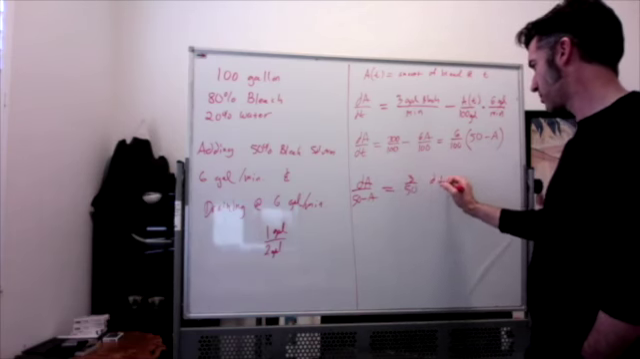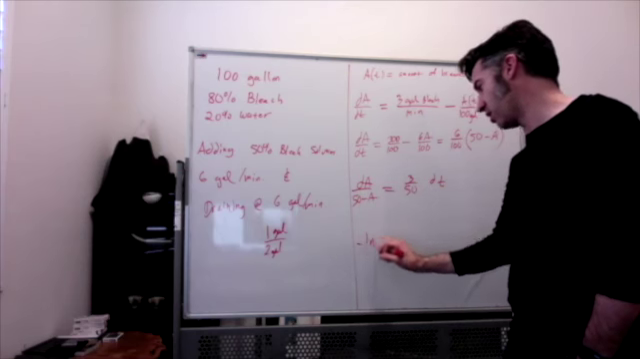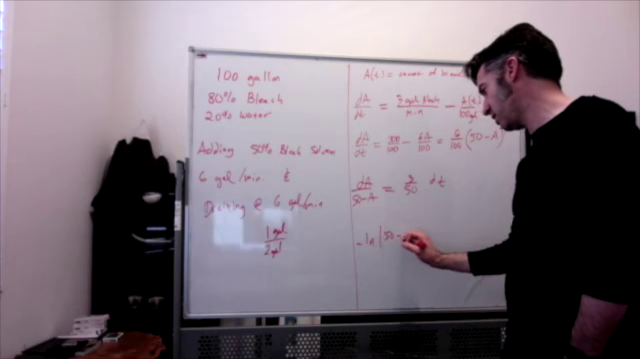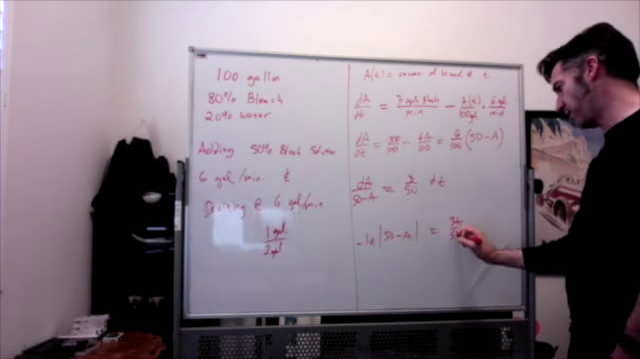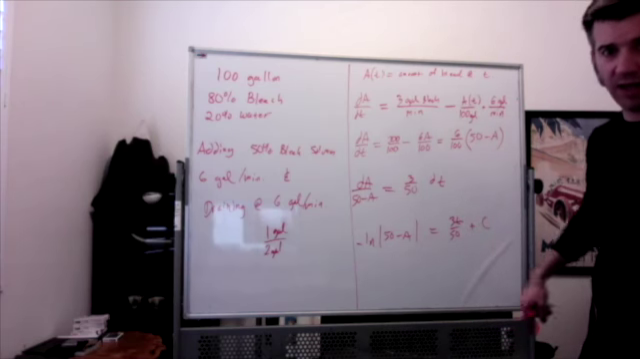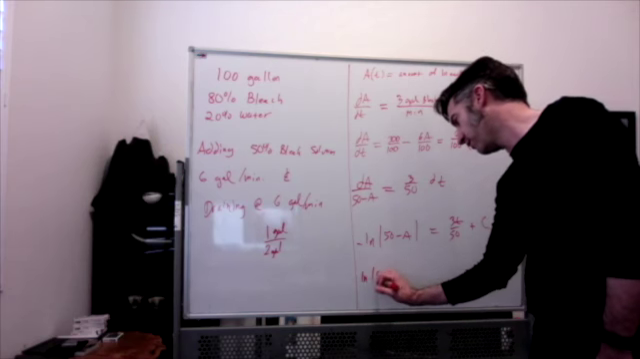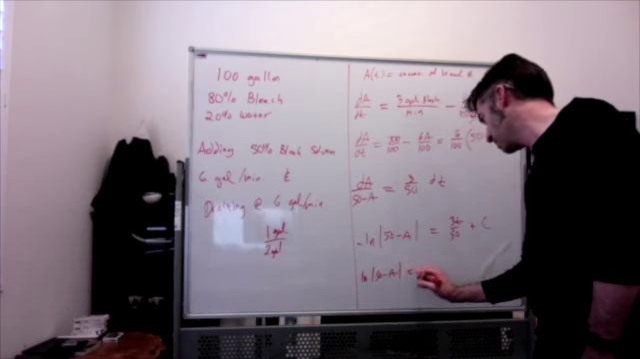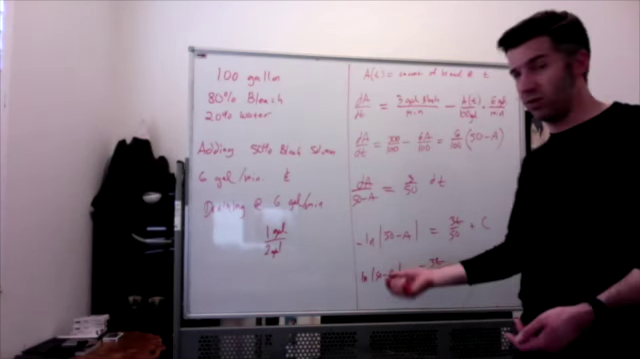Integrate both sides. The integral of this is negative natural log of the absolute value of 50 minus A. Integrate the other side, you get 3t over 50 plus c. Swap over the negative side, exponentiate both sides. You get the natural log of 50 minus A is negative 3t over 50 plus c. Doing the e thing.